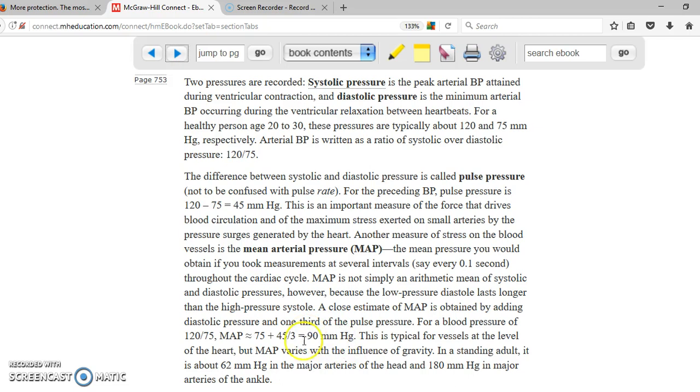This varies. As you can see here, 62 and 180 in the areas of your legs, for example, 62 is around your head. So there's a whole bunch of numbers in here that I don't think are going to be necessary for you to know. But you need to understand there is a concept called mean arterial pressure, which is not the average, but rather the diastolic pressure plus 1/3 of the pulse pressure. Okay, that's just a concept again.